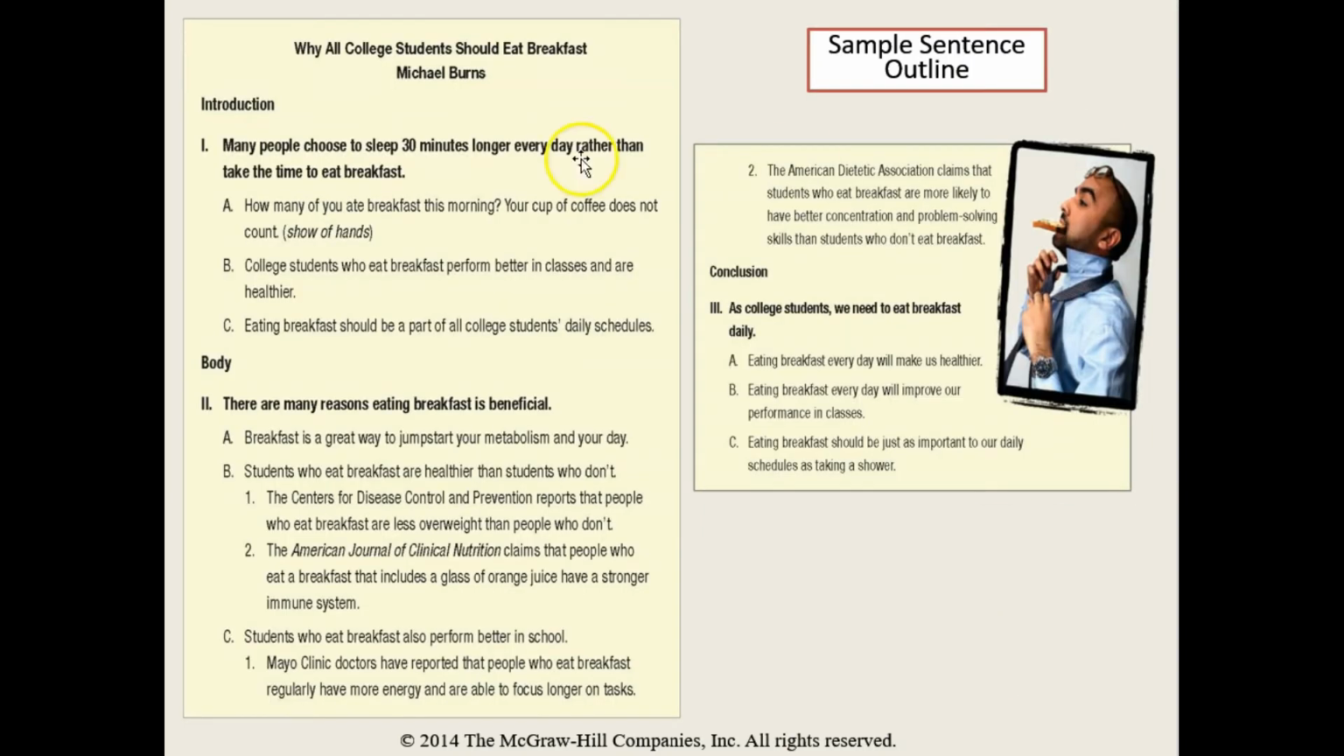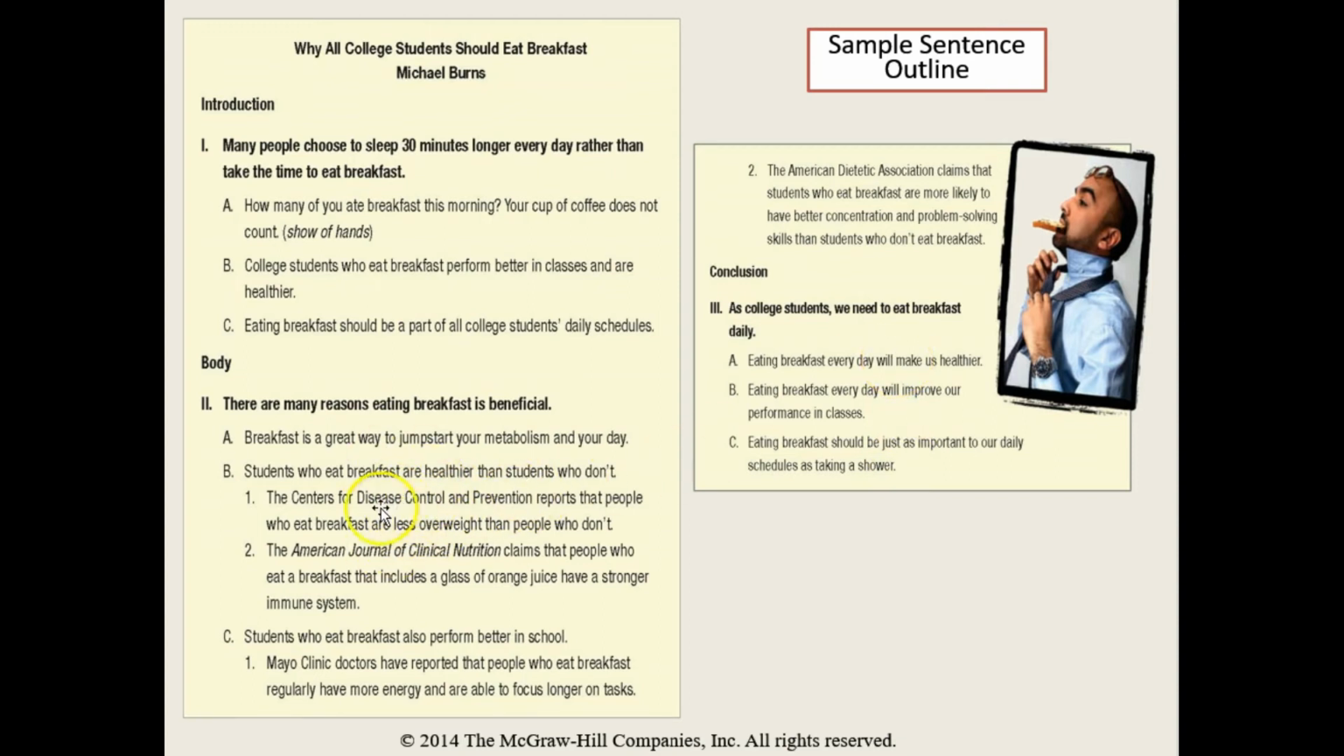After the sentence outline, well, actually, let's look at the sample sentence outline. So here it is again. We have the 1, the A, B's, and C's, and then the 1, 2's. So you can see this. We'll just skip to this one in the conclusion. Eating breakfast every day will make us healthier. Eating breakfast every day will improve our performance in classes. And eating breakfast should be just as important to our daily schedules as taking a shower. Guess what? There's no subpoints on those because the sentence said everything you have to say.